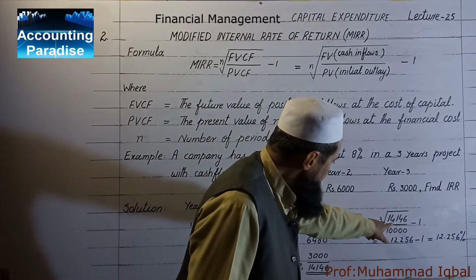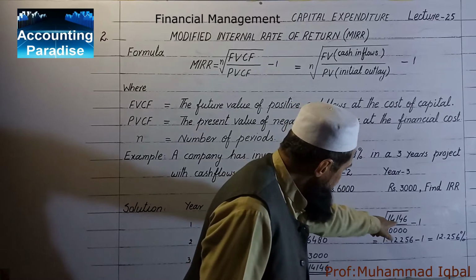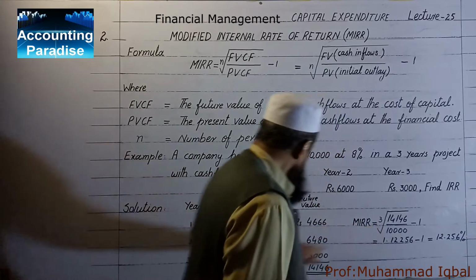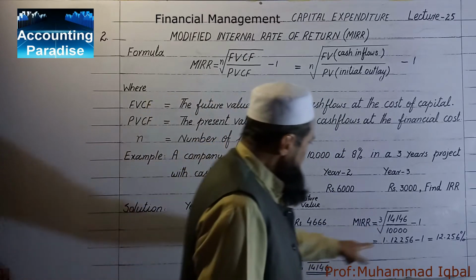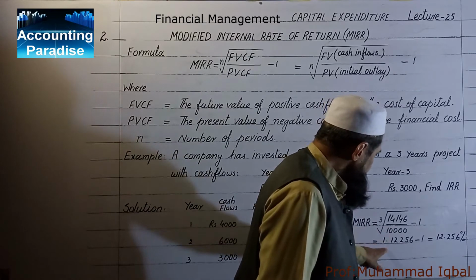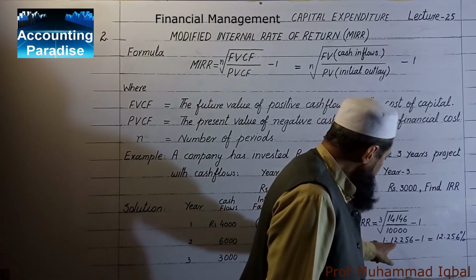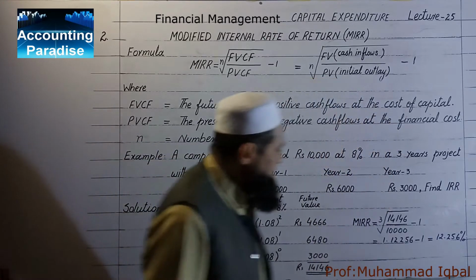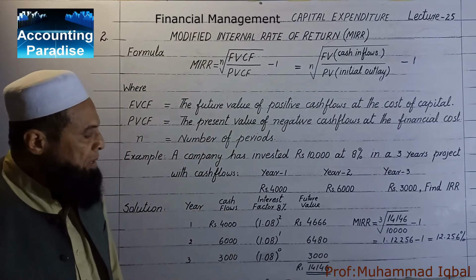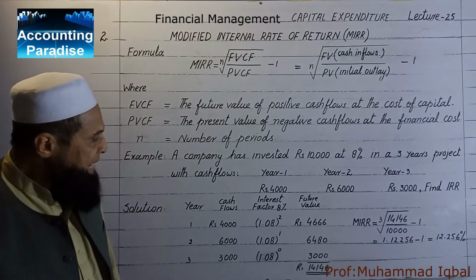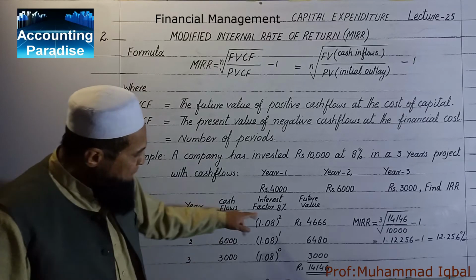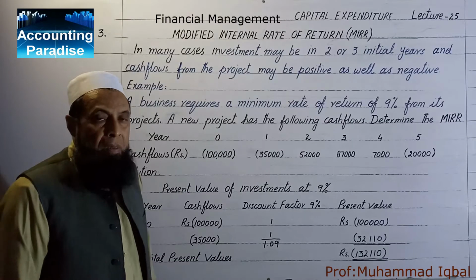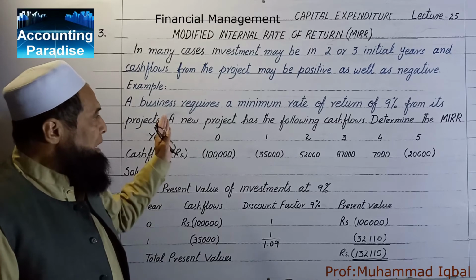Future cash flows will be the numerator: 14,146 over the initial outlay 10,000, raised to the power 1 over 3, minus 1. When we solve this, it comes to 1.12256 minus 1, which is equal to 12.256%. This is the modified internal rate of return and it has been compounded at 8%, which is the cost of capital of the company. You have seen the solution of the last question.